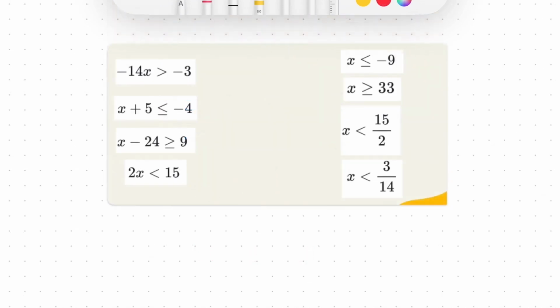For this problem, we're asked to match the inequality to its correct solution. I encourage all of you to pause the video and give it a go before you view the solution.